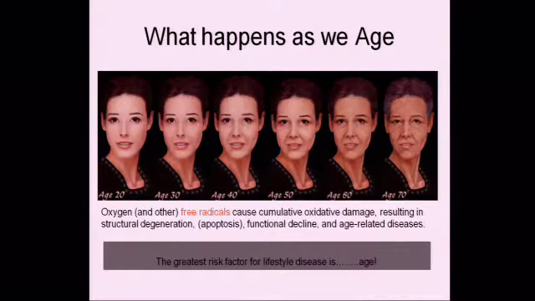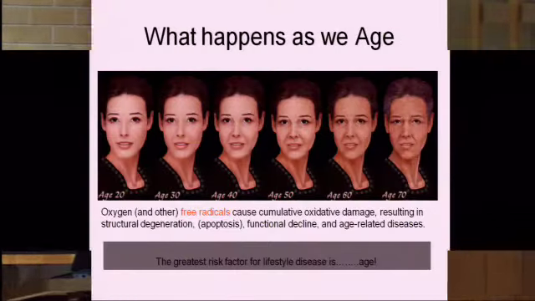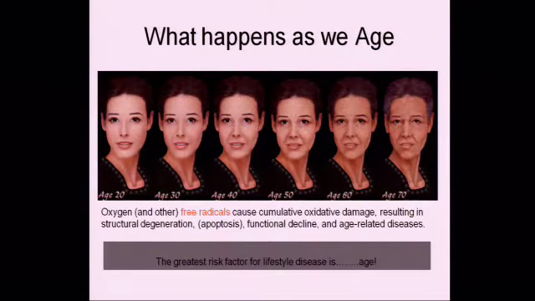All right, so the greatest risk factor for lifestyle disease is age, and the most comprehensive theory for aging is this free radical theory of aging. So the more free radicals you have, what do you end up with? The more damage you have, and therefore aging faster. Does that make sense? All right.